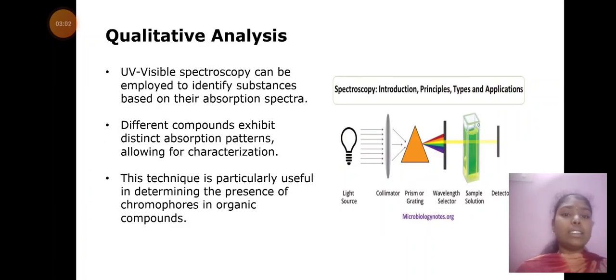Qualitative analysis. UV visible spectroscopy can be employed to identify substances based on their absorption spectra. Different compounds exhibit distinct absorption patterns, allowing for characterization. This technique is particularly useful in determining the presence of chromophores in organic compounds.